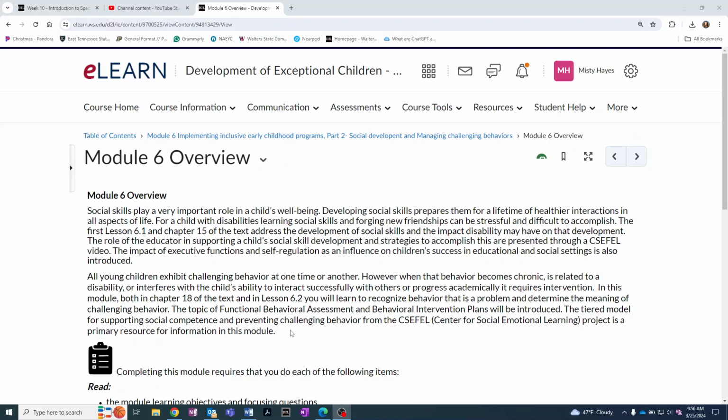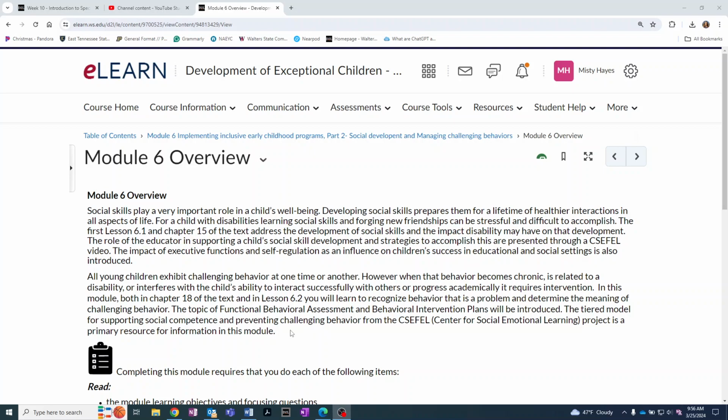But as your role in the classroom, you have to support that social skill development. And we have to look at what strategies would help them. We also have to look at those executive functions, right? And that regulation, how these things play a key role in the child's success. And how are these social settings introduced? How is your classroom set up? How are the interactions? Is it warm?